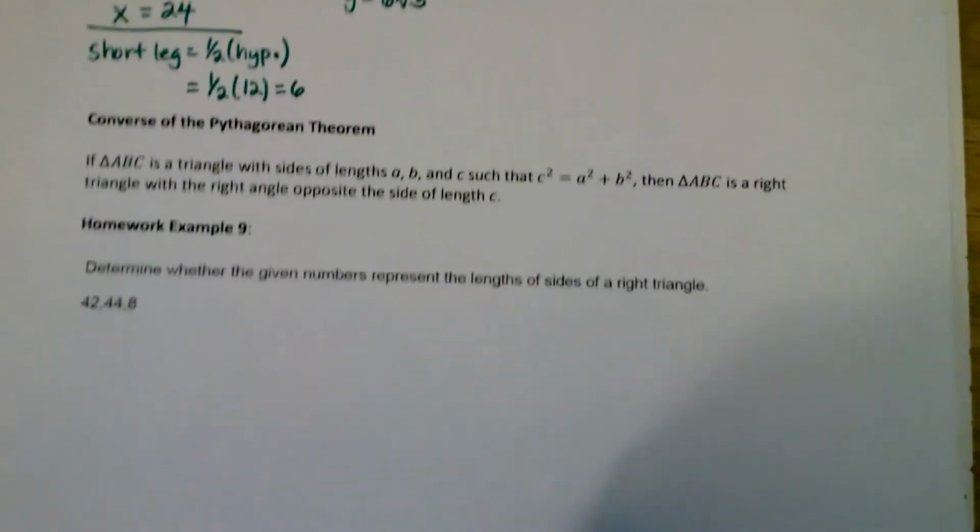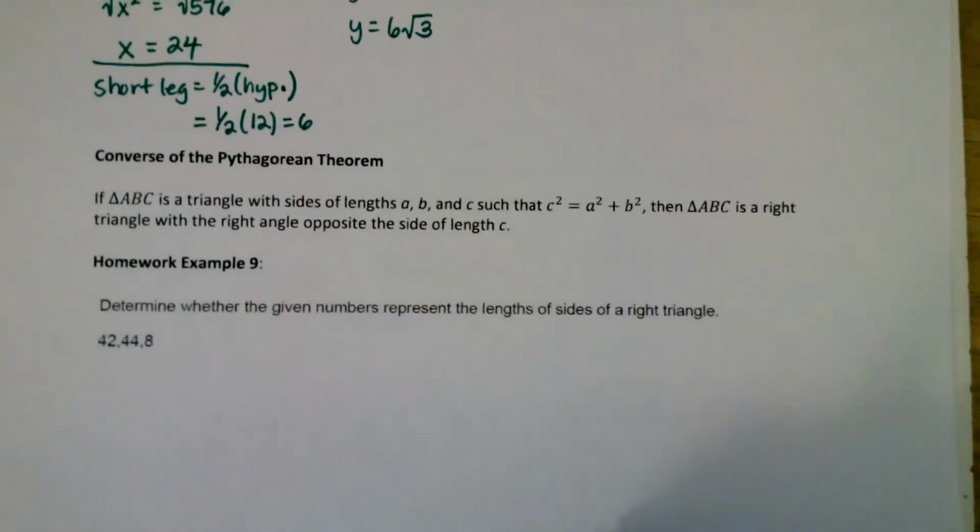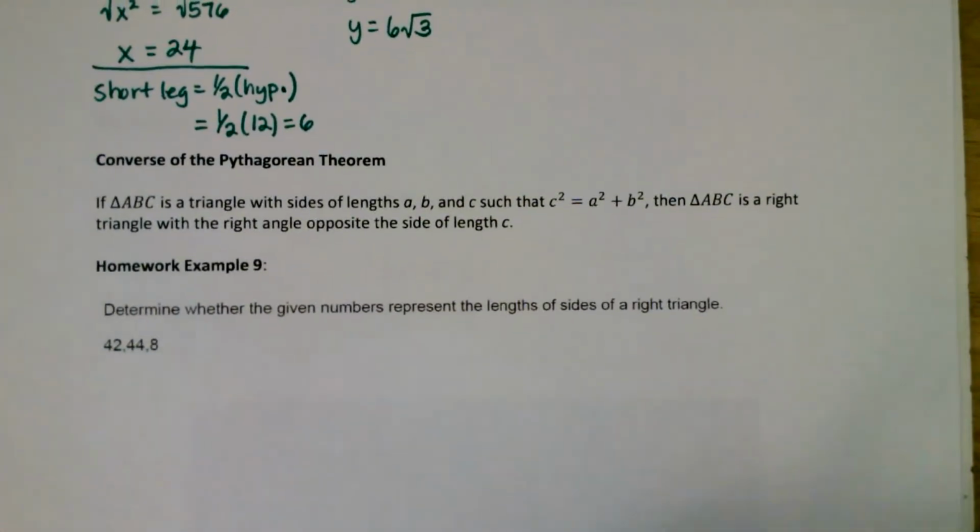Okay, now let's talk about the converse of the Pythagorean theorem. Let's say a triangle ABC is a triangle with sides of lengths A, B, and C, such that C squared is equal to A squared plus B squared. Then triangle ABC is a right triangle with the right angle opposite the side of length C.